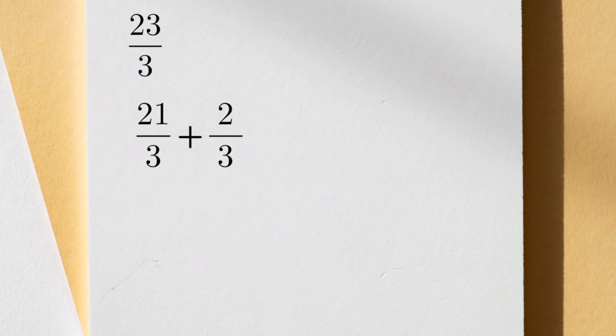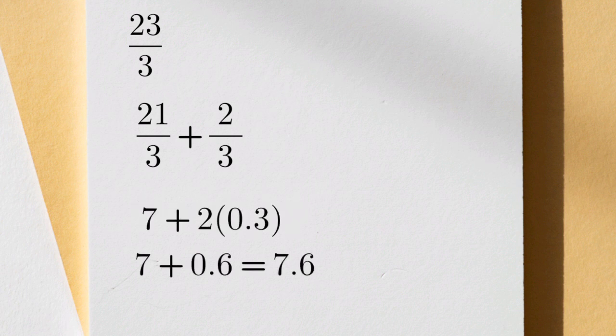Now, the trick here is that 2 over 3 can also be written as 2 multiplied by 1 over 3. And 1 over 3, as we said before, that is just what we just learned. 1 over 3 is equals to 0.3 continuously. So we are just going to write 0.3 multiplied by 2. And 0.3 multiplied by 2 is equals to 0.6. So our answer here is basically 7 plus 0.6, which is equals to 7.6. So we can say 23 divided by 3 is equals to 7.6. Now, let's take another example.